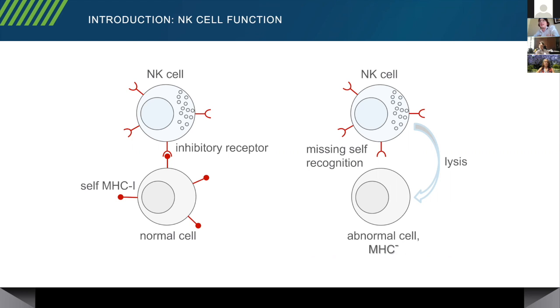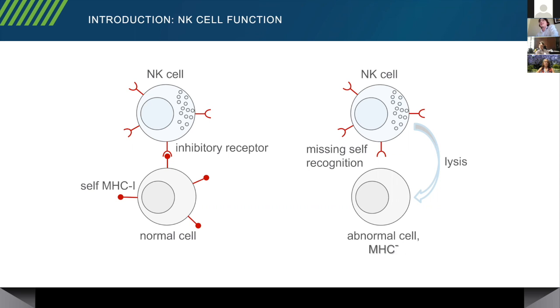So if it finds those on the surface, it will most likely decide that this is a normal healthy cell and then will just continue its way. However, if these inhibitory receptors are missing, or if they have the wrong kind of form of inhibitory receptors, then the NK cell will notice this and can induce lysis by secretion of those cytokines and thereby destroy the abnormal cell that is missing those major histocompatibility complex 1 molecules.